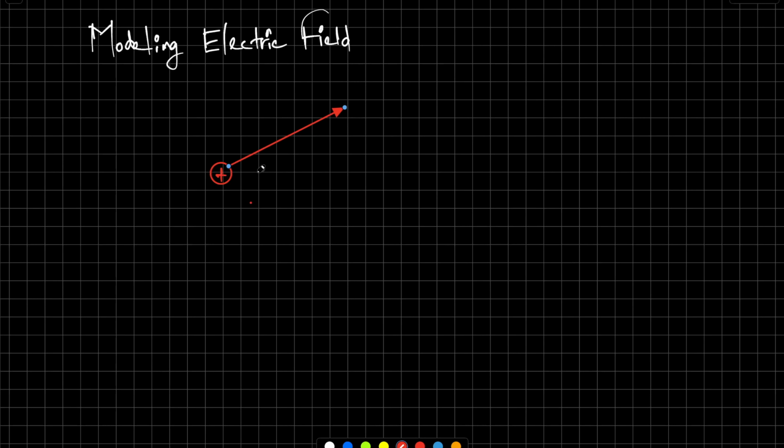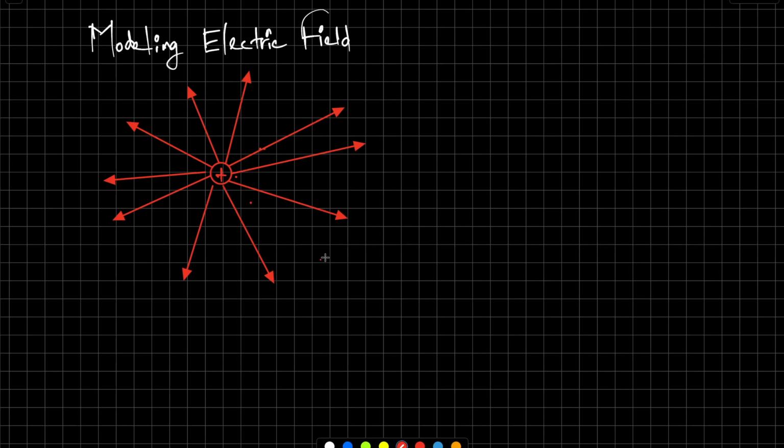Okay, the field lines of positive charges point away from the positive charge. All the field lines are pointing away from the positive charge. So this is how the electric field of a positive charge would look. Now what about a negative charge? A negative point charge. It's very similar, but the electric field lines would be pointing towards the charge.